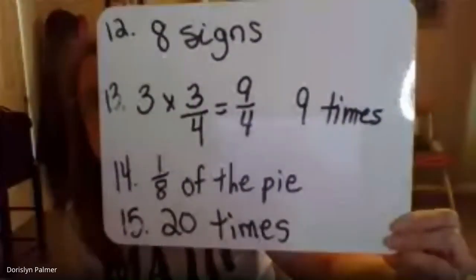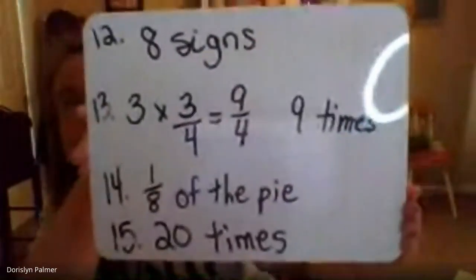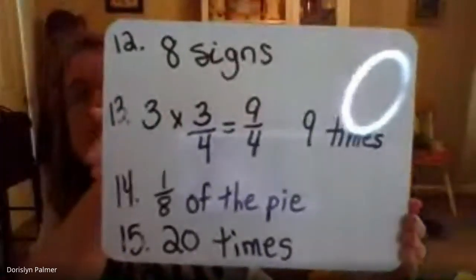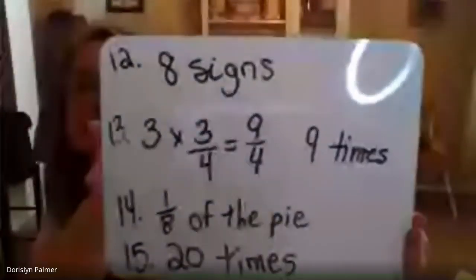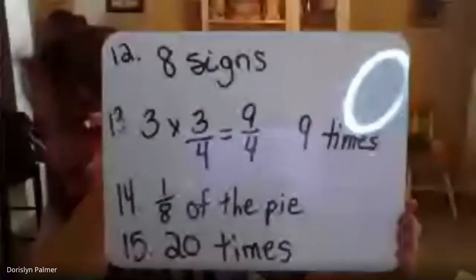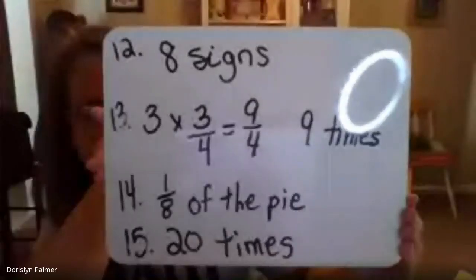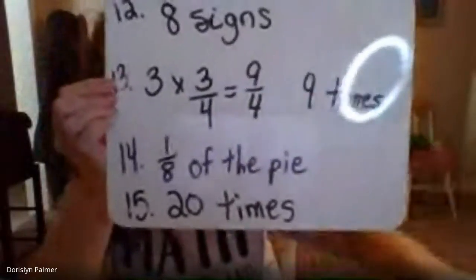Okay, pin Mrs. Palmer so you can see the whiteboard, and you can check your answers. Number 12, you should have 8 sides. 13, 9 times. 14, 1/8 of the pie. And 15, 20 times.